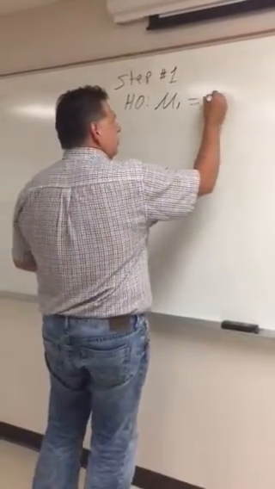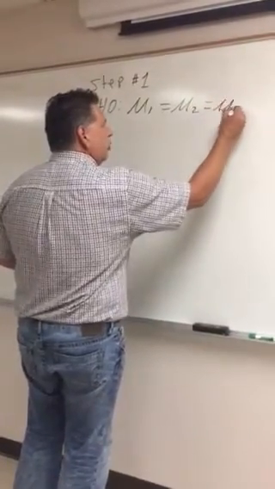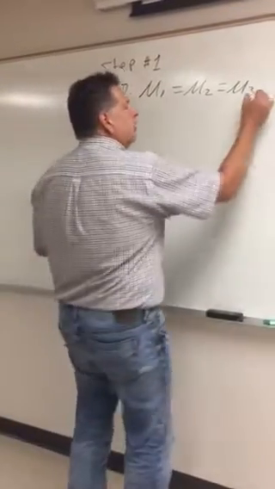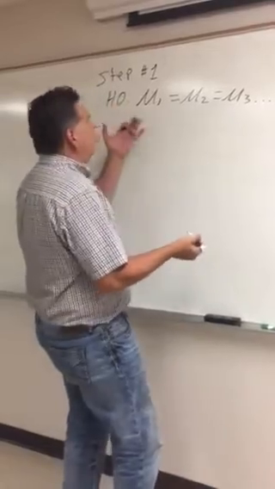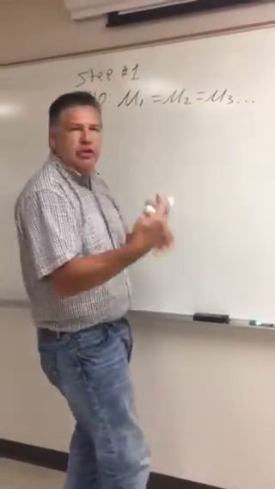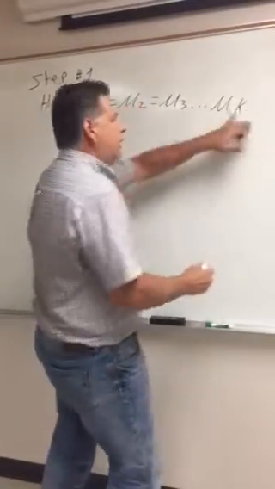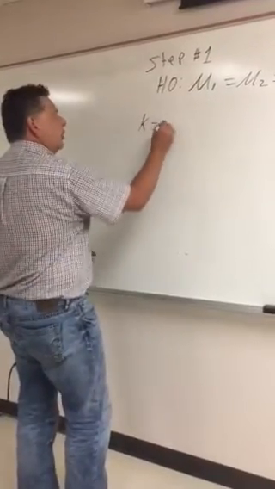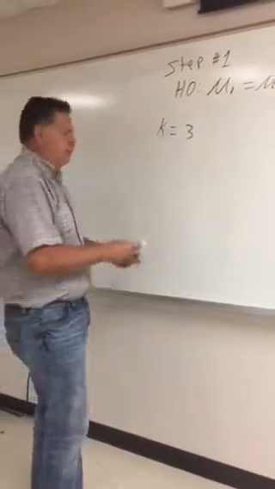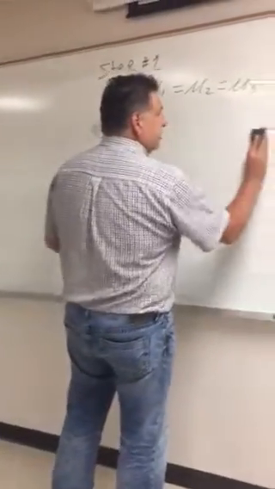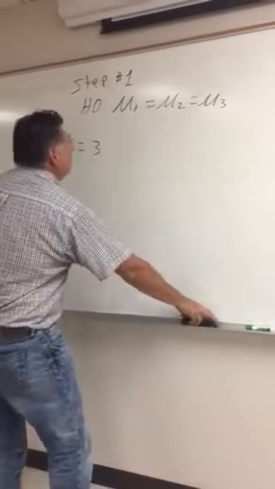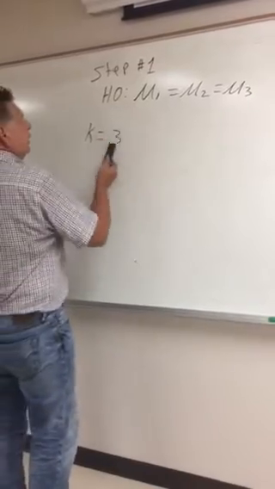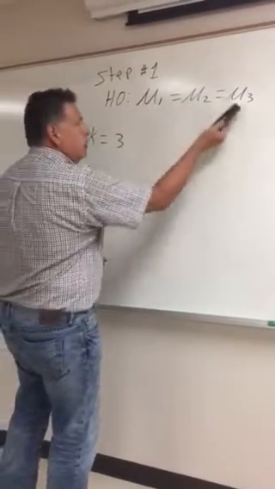mu1 is equal to mu2 is equal to mu3, and if you have more groups, you could have 6 groups, you would just put mu1 is equal to mu2 is equal to some mu of k. So the k is going to be how many groups you have. So if I have k equal to 3, then I'll have 3 groups that I'm working with. So in this particular example, I'm going to be using a k of 3. So the case of 3 would be mu1, mu2, and mu3.